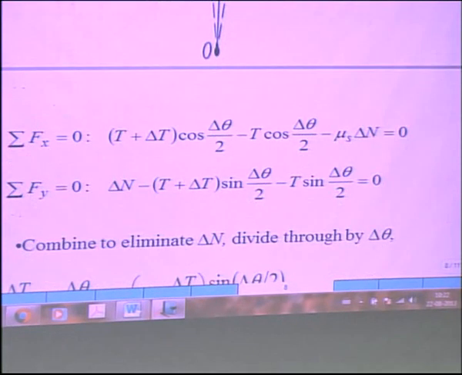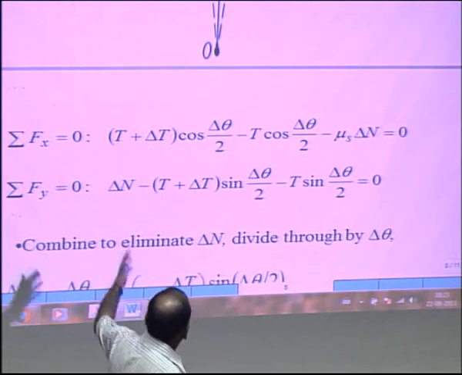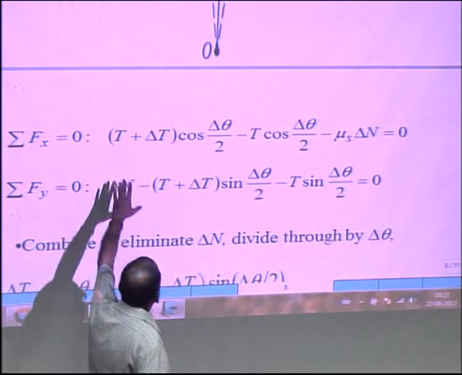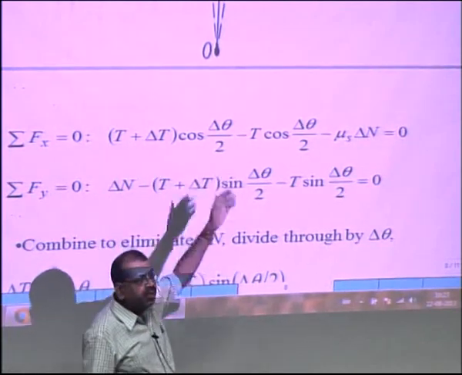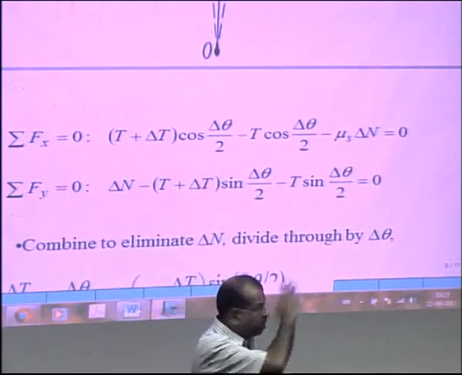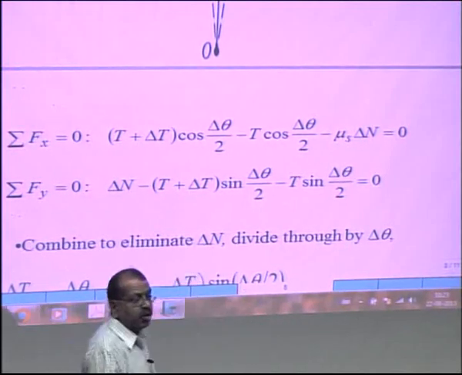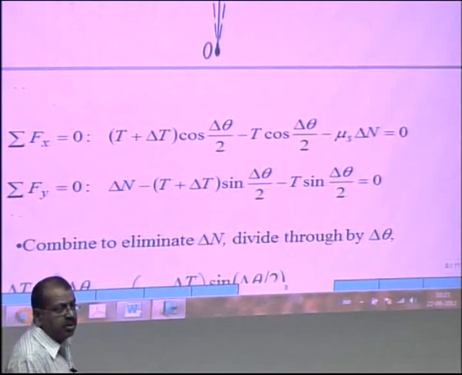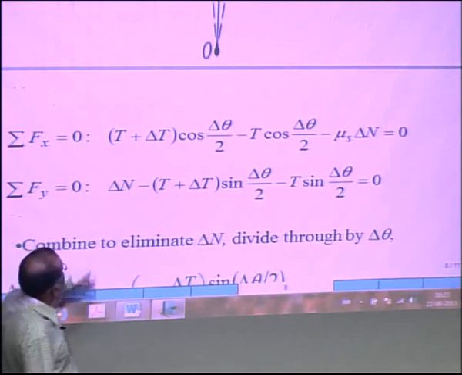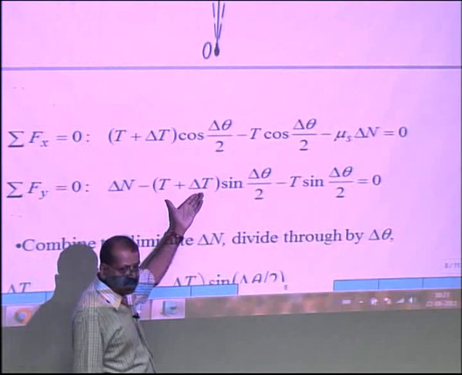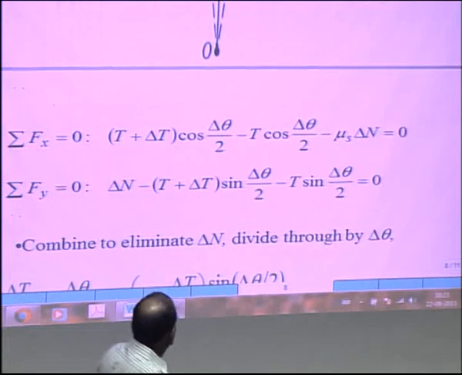Then we take the sum of all the forces in the x direction equal to 0. On the right we have T plus delta T, acting at an angle of delta theta by 2. So we get (T plus delta T) cosine of delta theta by 2. On the left side we have T cos delta theta by 2, and then we also have the friction force, minus mu s delta N, and this is equal to 0. So this is sigma Fx. We do sigma Fy equal to 0. There is a delta N, and then we have minus (T plus delta T) sin delta theta by 2 minus T sin delta theta by 2 equal to 0.